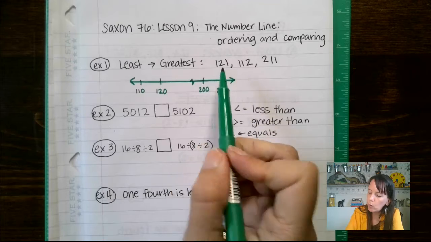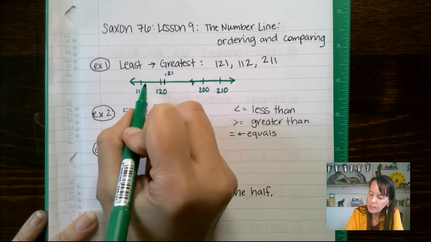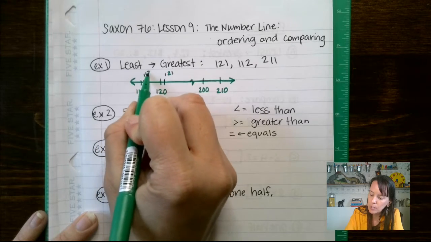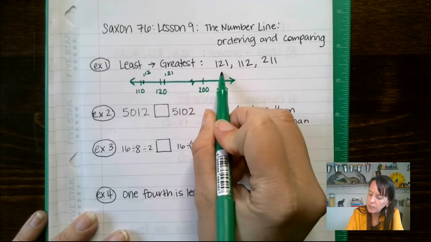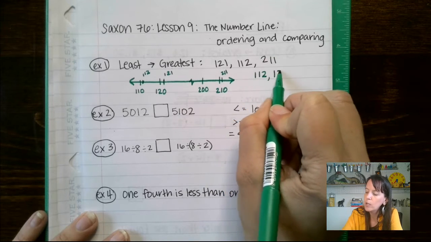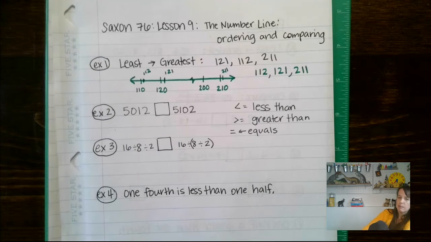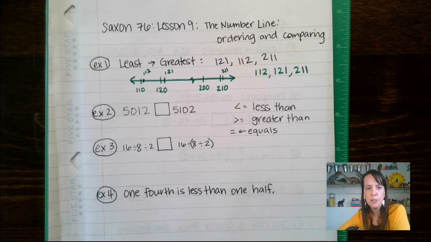So 121 is going to be right here. 121. 112 is going to be right here. 112. And then 211 is going to be over here. So putting these in order from least to greatest is 112, 121, 211. I am okay if you don't want to do that on a number line. That's fine. I think some of the questions might ask you to.